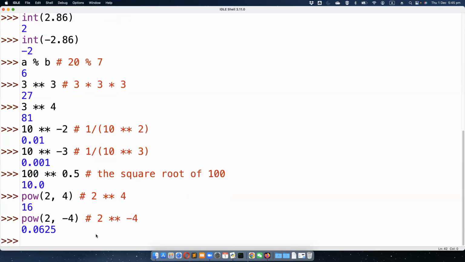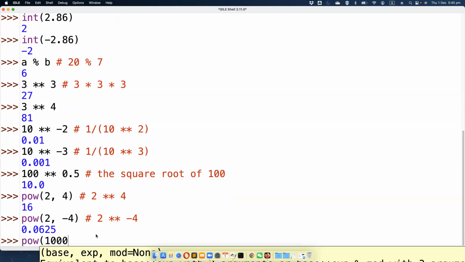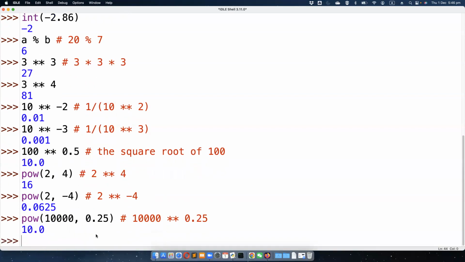So you can see when the exponent is a decimal, the power function will produce a decimal result, like pow(10,000, 0.25). That is 10,000 powered by 0.25. You got 10.